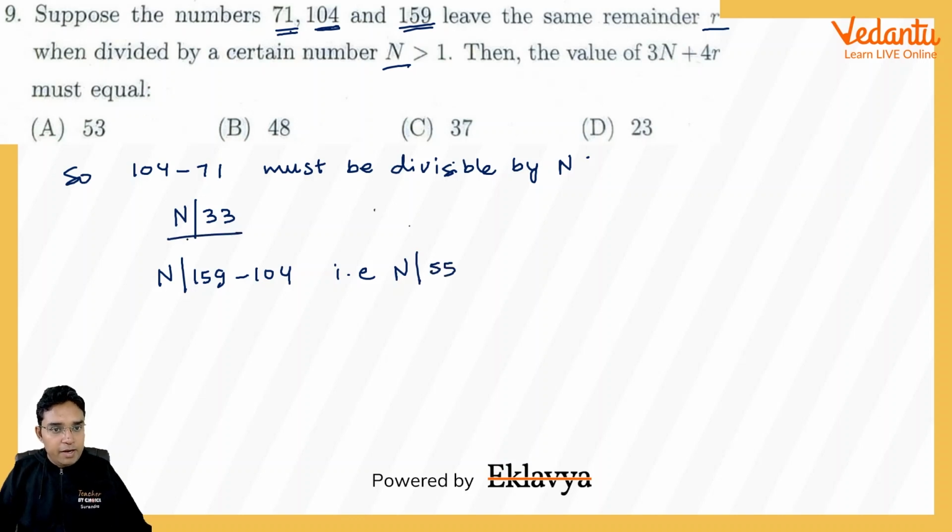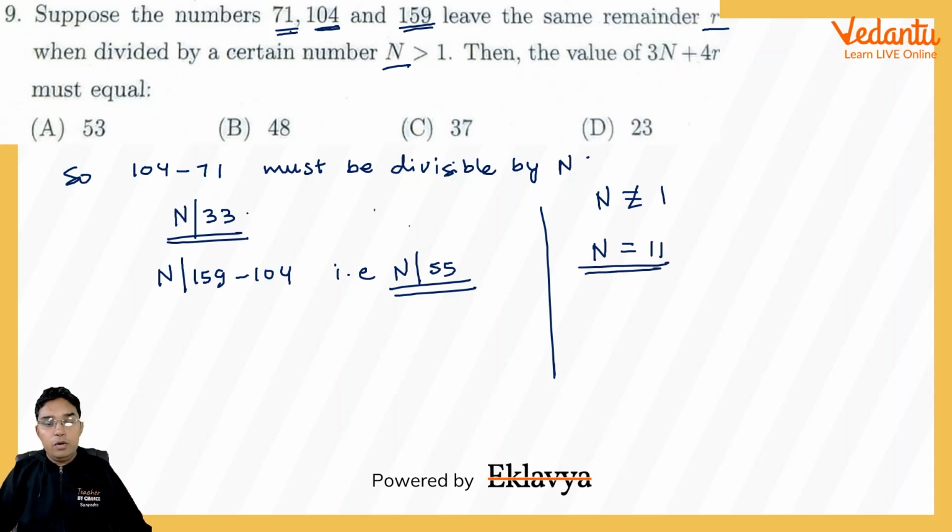Now if n divides 33 also and n divides 55 also, then what are the possible values? I think n can be 1, but we are given that n is greater than 1, so we will not be taking this. So what are the other possibilities? I think the only remaining possibility is n equal to 11, because the other factor of 33 is 3, but 3 is not a factor of 55. So the common factor of these two is 11, so n has to be 11.